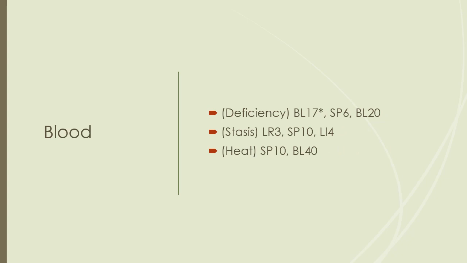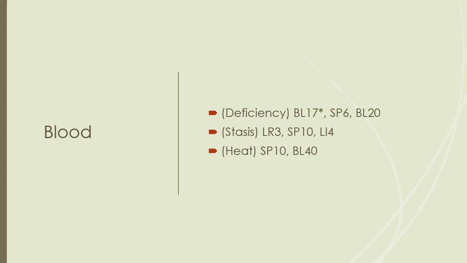For blood patterns, typically you will see points like bladder 17 and spleen 10. There are relatively few points that are specifically used for blood pathologies, and so bladder 17 and spleen 10 become pretty reliable markers on an exam that there is blood somehow involved.